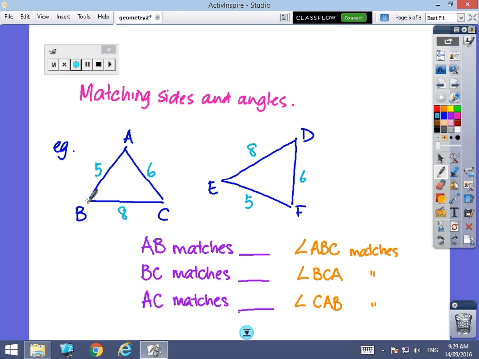So side AB in this triangle is exactly the same as side FE. AB matches FE, or corresponds is another word we like to use. BC matches ED, and AC in this triangle matches FD in this triangle. So there's matching sides. Now we want to match angles, remembering how we label an angle.